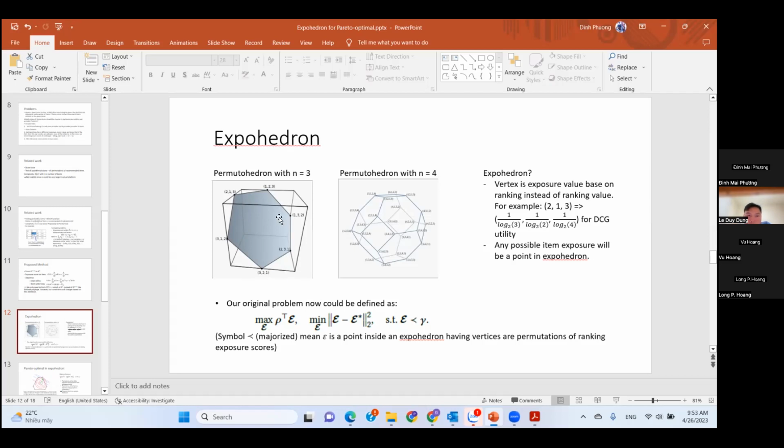So you can see that the permutohedron creates some kind of convex polytope with factorial of n vertices, and you can display it in n minus one dimensions. Here we have three items, but we can see this as just a hexagon in 2 dimensions.